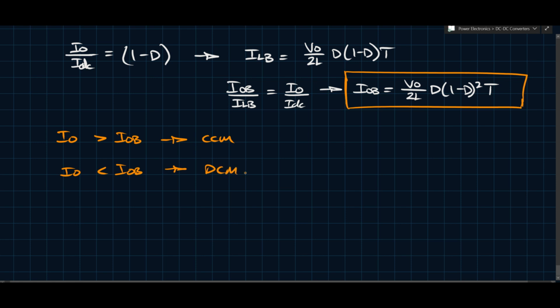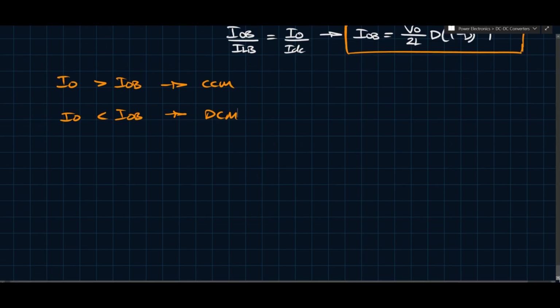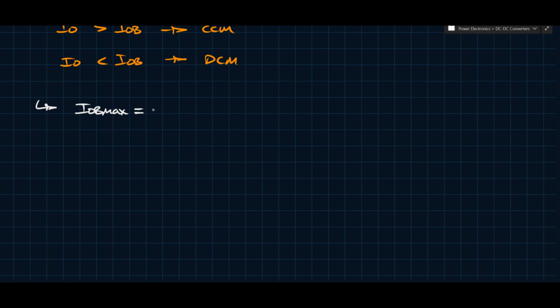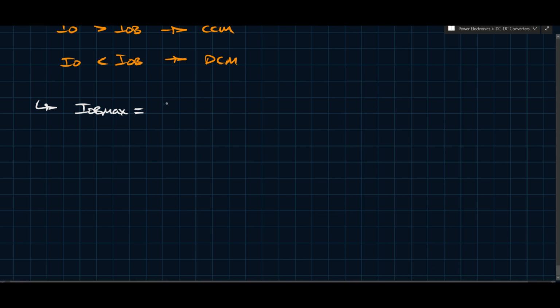Now, the last thing we have to look at here is the conversion ratio while this is going on, right? The conversion ratio in a situation like this will be a similar process as before, but essentially, first thing we'll do is look at IOB max. So the maximum boundary current that we have happens when D equals 1 over 3. And the way you look at that is you can take the equation, take a derivative, and set it to 0, or you can just plot the function and see what happens. But it happens at D equals 1 over 3.